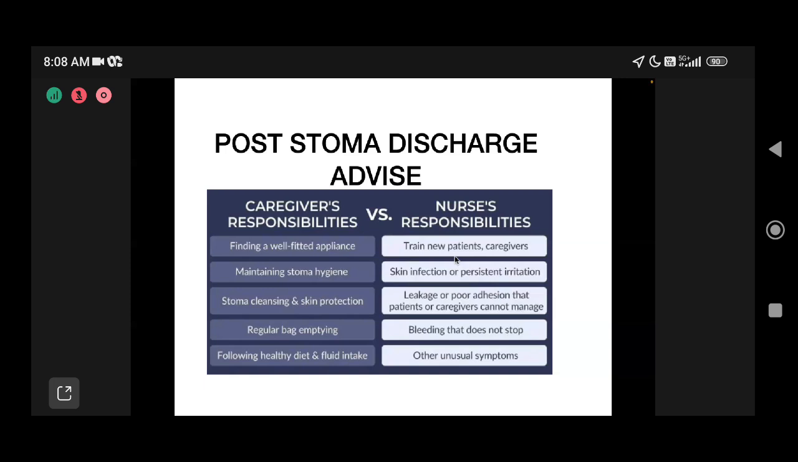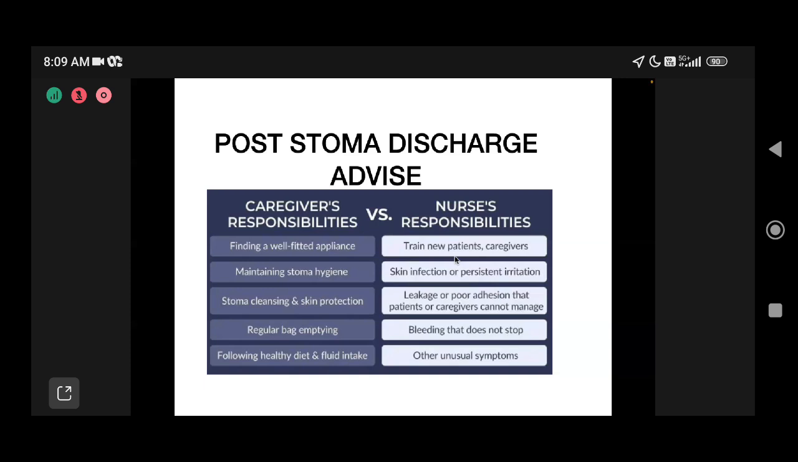The caregivers' responsibility is finding a well-fitted appliance. This is very, very important, because if there is an ill-fitted appliance, then leakage, seepage, and excoriation, all these complicated issues can come. Once it starts, it's very, very difficult to manage. So the best advice should be given the first time, and then also maintaining the stoma hygiene. Sometimes ill-fitted devices can cause leakage and are very uncomfortable, and hygiene is very important.